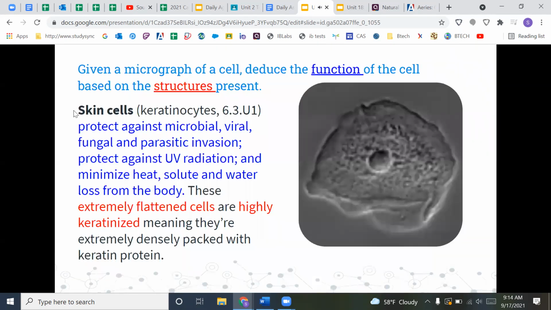Okay, last one, skin cells. One structure with a bunch of functions. Skin cells are extremely flat and highly keratinized. Keratin is a protein. Your hair is made of keratin.